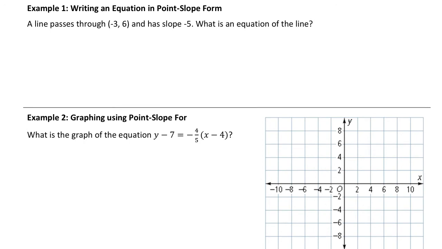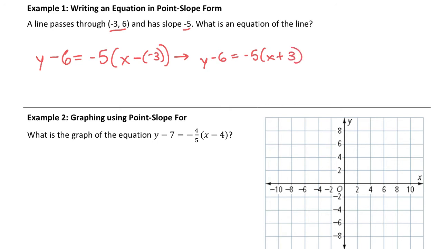So write an equation in point-slope form. We are given the point, we are given the slope. So the way I would write this is y minus the y value of the point, which is 6, equals the slope, -5, times x minus the x value of the point, which is -3. Now I'm going to clean this up. Y minus 6 equals -5 times x plus 3. And that's what I care about right now.